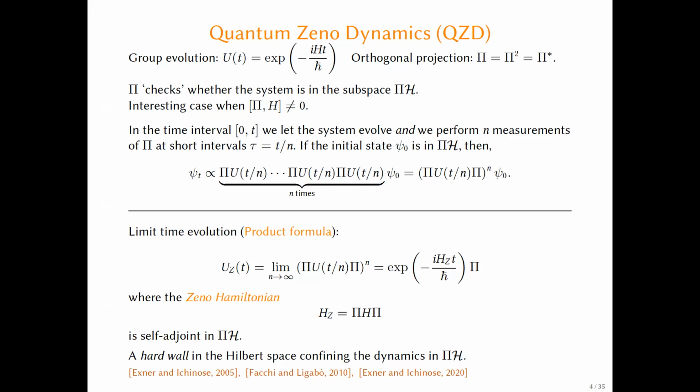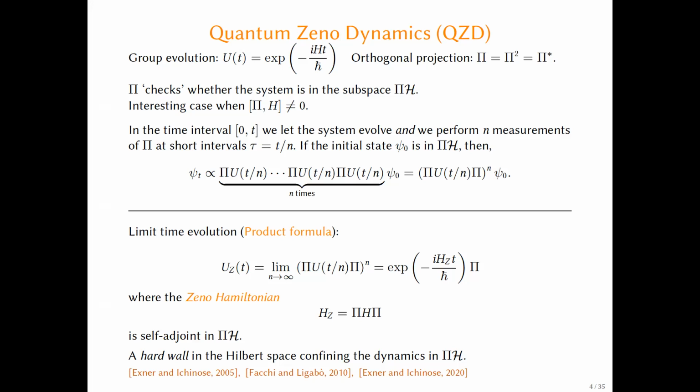If the outcome is positive, we again consider the evolution for another t over n, and so on. We repeat this procedure n times. So at the end, at time t, if all these measurements are a positive outcome, we obtain a state that is, up to a normalization, given by this vector. This vector is obtained by applying this product formula to the initial state. This is a product formula that is not so different with respect to the Trotter product.